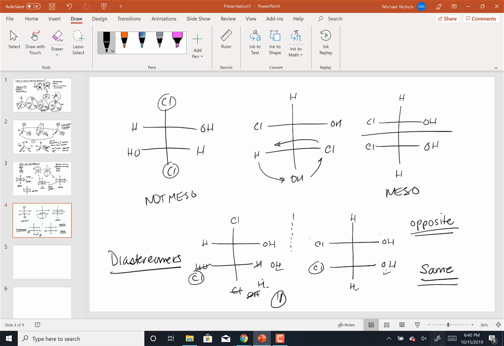So let's take a step back. I originally found that this one was not meso and this was meso. Whenever you have a situation where you find that you have not meso and meso, the relationship is going to be that they are diastereomers. And the analysis we went through to determine that the two top carbons were opposite and the two bottom carbons are the same is what you would do for any Fischer projection when you're trying to look at two Fischer projections and determine, are they the same and not meso, same and meso, diastereomers, or enantiomers? Okay.